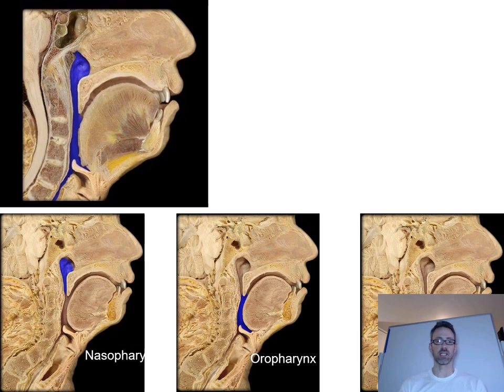So here in this cadaver, just looking at the lateral aspect of this, you can see highlighted in blue, that is the nasopharynx. So let me draw that here. The nasopharynx is this region right there. And you can see this is the hard palate right here, with some of the soft palate over here.